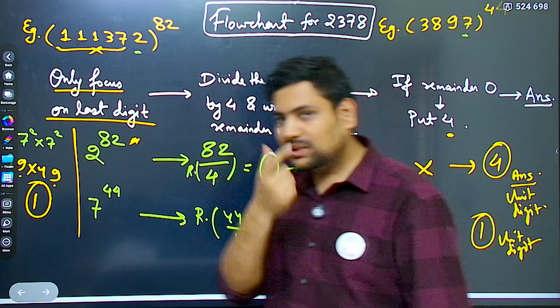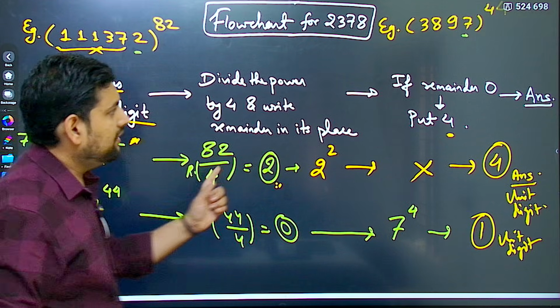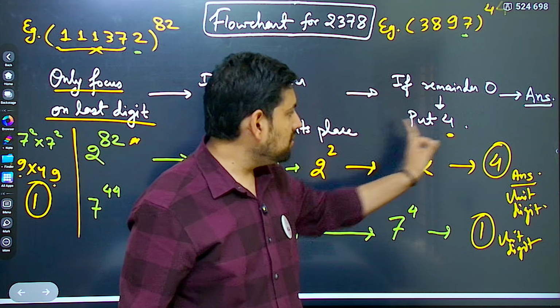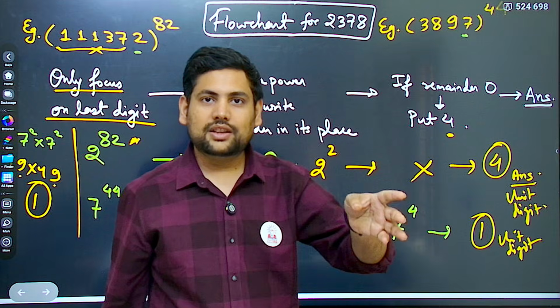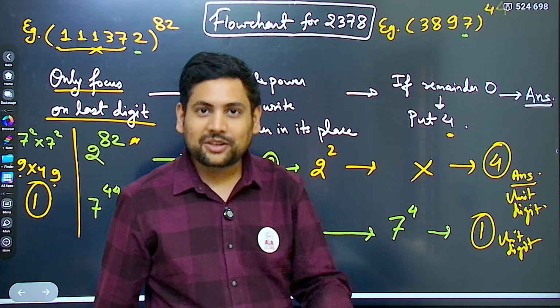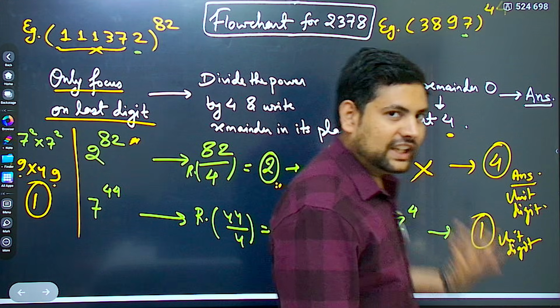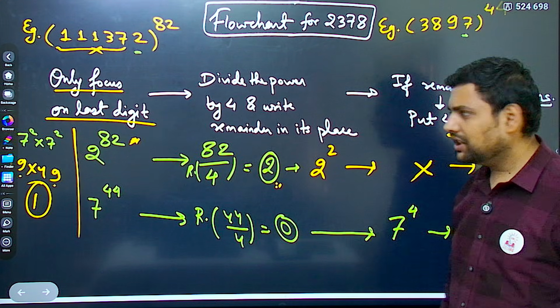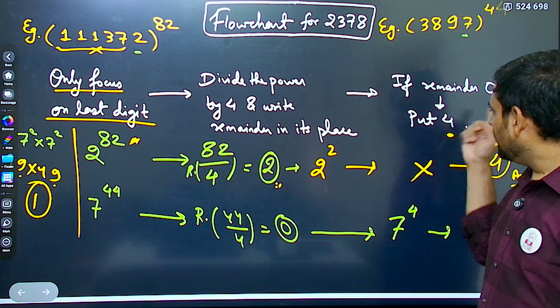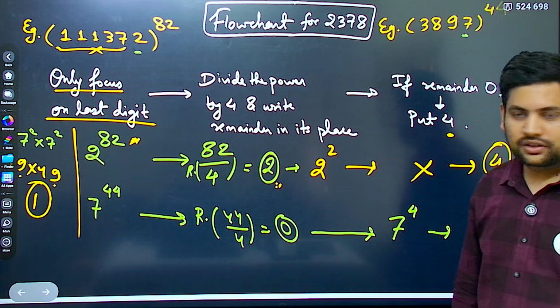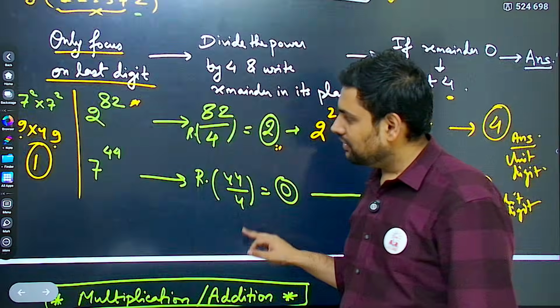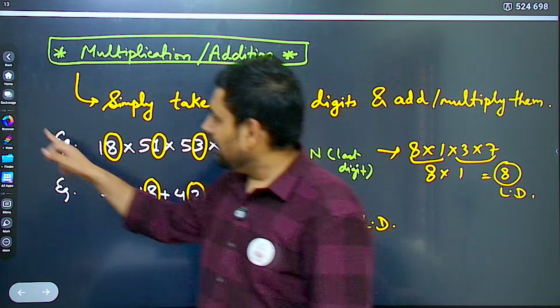Now, the only special case was when the remainder comes out to be 0, then you keep the power as 4 itself. Because if you put power 0, then it will become 1, which is not correct. 2 power anything cannot be 1. It has to be even, correct? So if remainder is 0, then you put 4. Remember this entire algorithm.